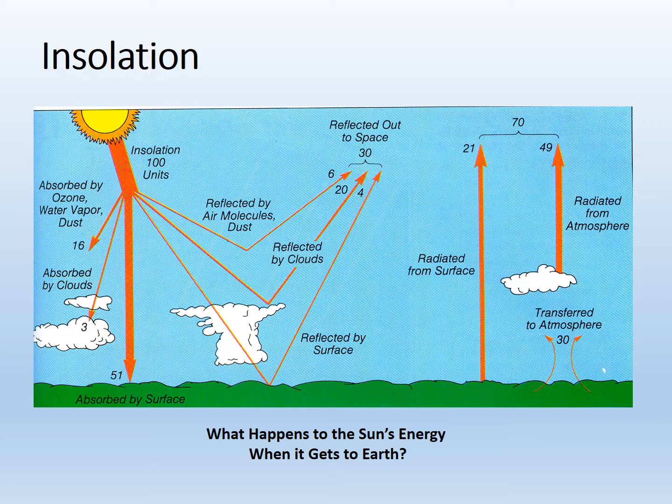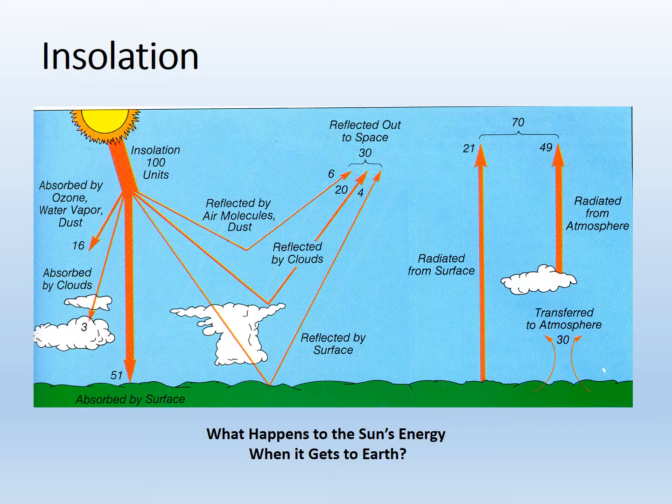Okay, so let's talk about what happens to this sun's energy when it gets to Earth. The term that refers to what happens to this energy, and how much of it's absorbed and how much of it's reflected, is called insolation. If you were to take 100% of the solar radiation entering the Earth's atmosphere, what you'd see on the diagram to the left is that 51% of the solar radiation that arrives at Earth is absorbed by the surface of the Earth. So it's absorbed by water, by rocks, by trees. About 3% is absorbed by clouds, and about 16% of it's absorbed by gases in the atmosphere itself, the ozone, water vapor, dust, things like that.